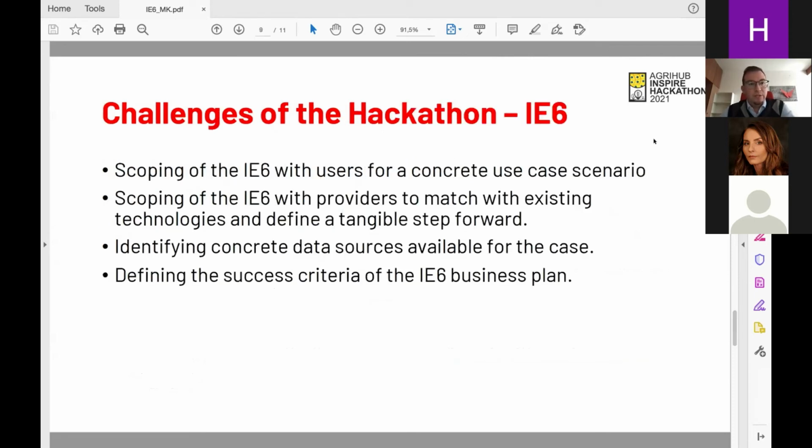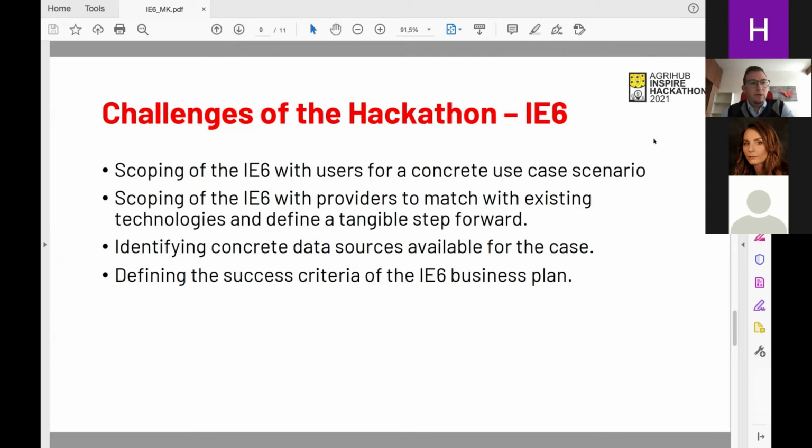These are the 4 challenges that we have in the hackathon. Hackathon is the first stage of the innovation experiment. So we will be working on the scoping of the innovation experiment with users for concrete use cases. Also scoping with the providers, where we want to match with the existing technologies and define a tangible step forward.